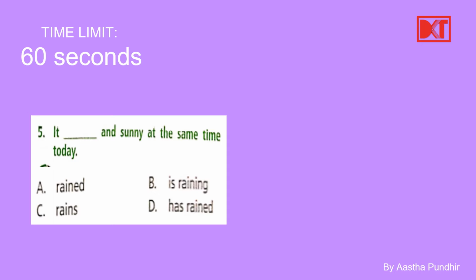So here the correct answer is B. Present continuous tense, that here right now it is raining today, and sunny as well. So it is raining and sunny at the same time today. It is happening right now, same time, it is about continuous. A, rained is for past. Rains is for simple present and has rained is again for past. The answer is B. It is raining and sunny at the same time today.